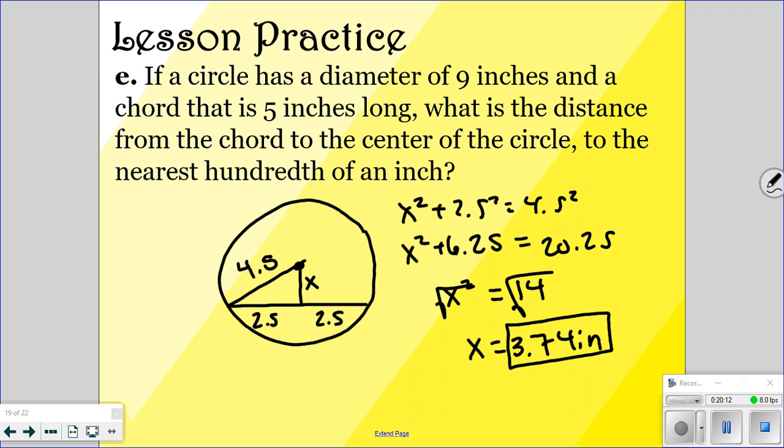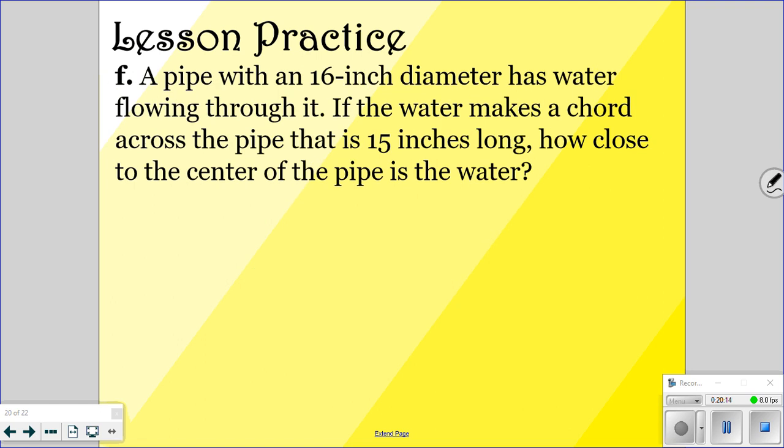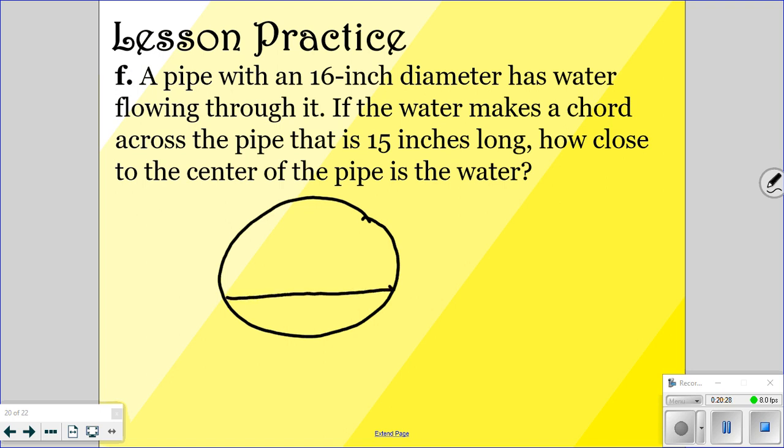Let's look at one more practice problem. Y'all try this one all by yourself, and then after you've attempted it, we can go over it. So we have a circle, and the water makes a chord across the pipe that is 15 inches long. How close to the center is it? So we're looking for that distance. Cut the 15 in half to make 7.5 and 7.5. And then the diameter is 16, so that means that this radius would be 8. And so again, we can use the Pythagorean theorem.